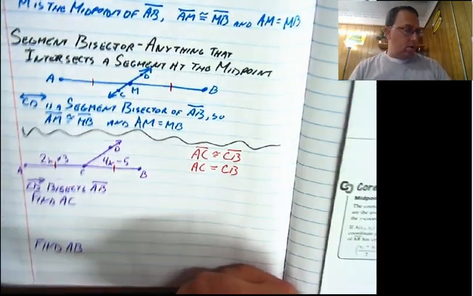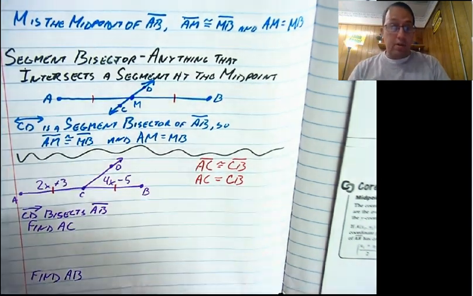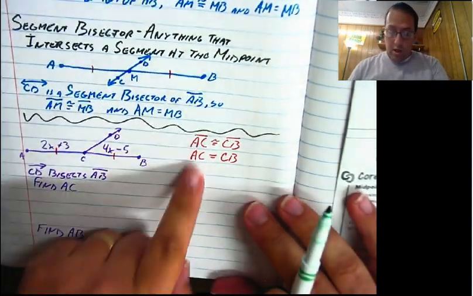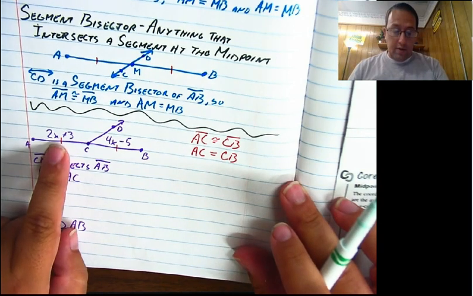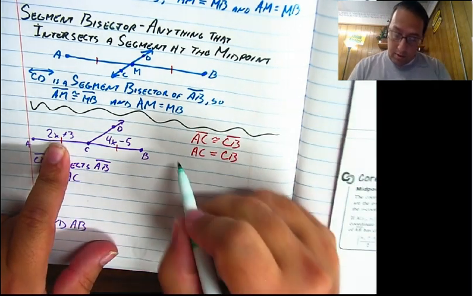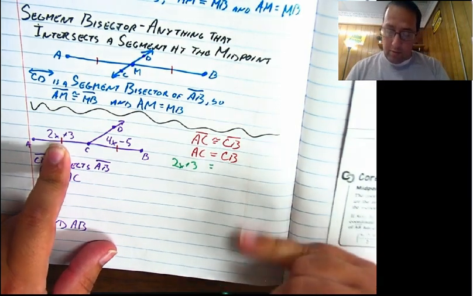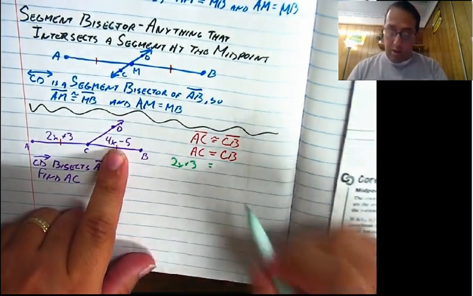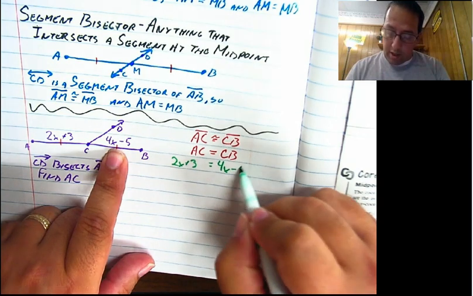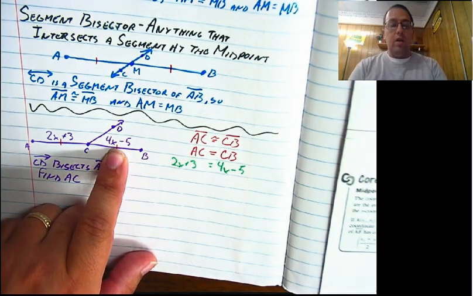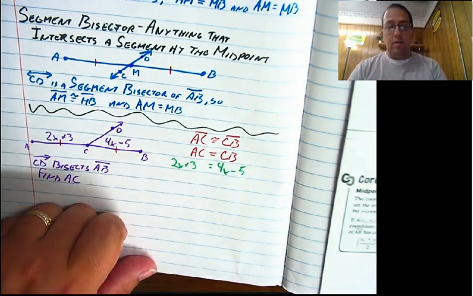What can we do with that? Well, I can plug stuff in. I know the length of AC. The length of AC is 2x plus 3, so I'm going to put that in. 2x plus 3 equals the length of CB, which I know to be 4x minus 5, and now I have an equation. I can solve for x.